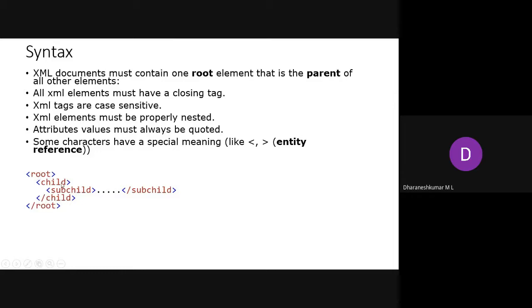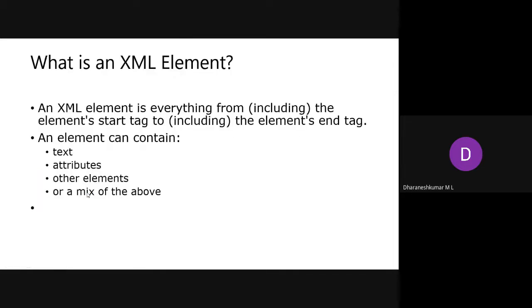Within this root we have the child node, and within this child element we have the subchild. So this is the XML element. An XML element is everything from the start of the tag to the end of the tag. An element may contain text, attributes, or other elements also. So this is the basics of XML. Now you have understood what is meant by XML. XML allows the user to create your own user-defined tags.